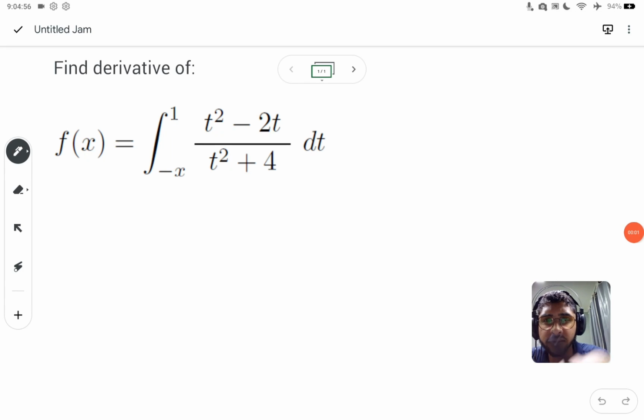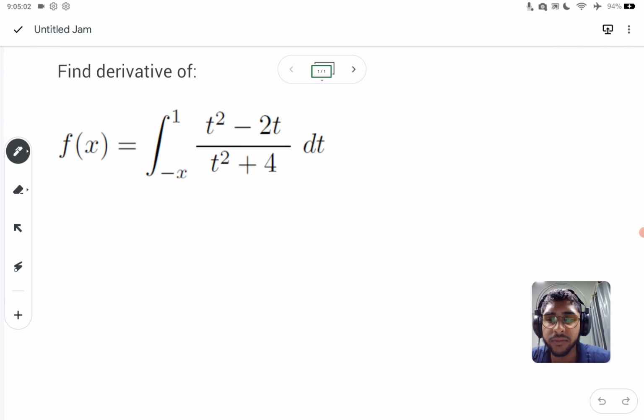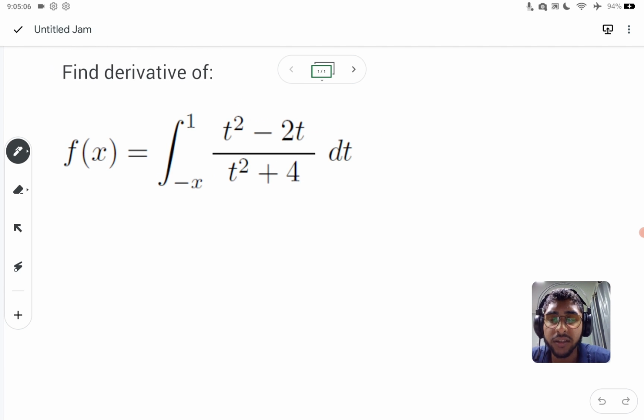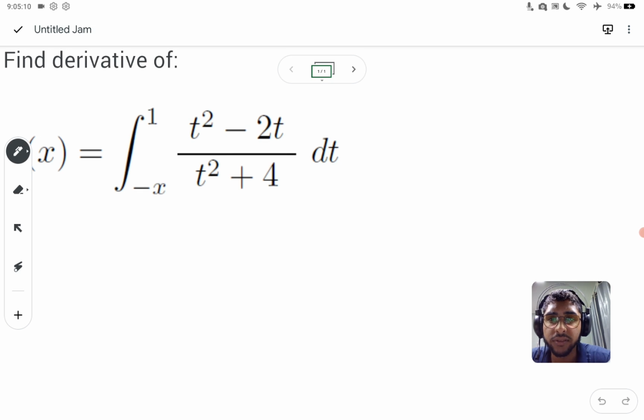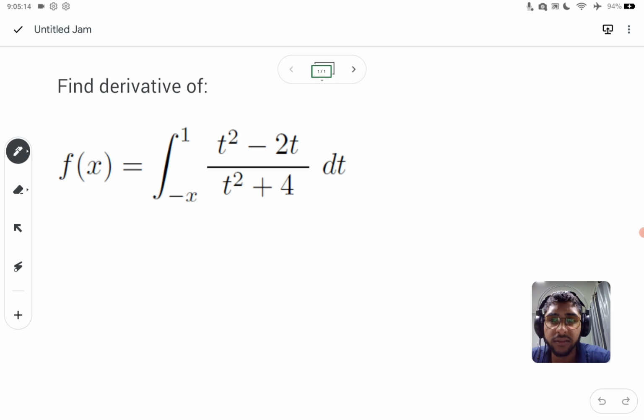Hi guys, this is going to be my first video of a sequence of videos solving some example exercises of calculus, and this is what we have today. Find the derivative of f(x) equal to this integral from minus x to 1 of this crazy function inside it. Let's get started.